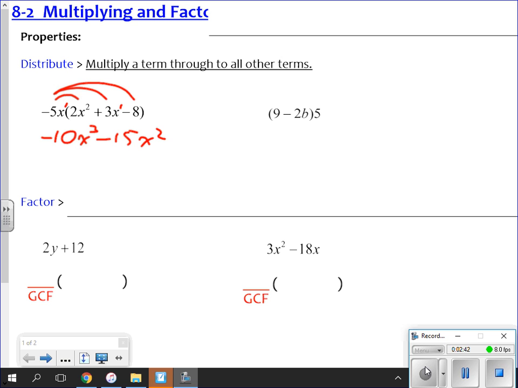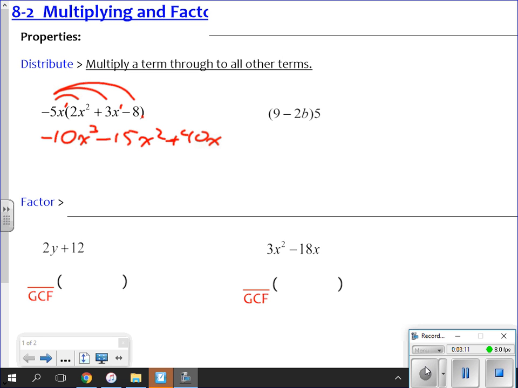And then I do it again one more time. Negative 5 times negative 8. Watch your negatives when you're multiplying. Negative times a negative gives me a positive. 5 times 8 is 40. And then what about x's? I combine them. Do I have an x on the 8? No, so I just take the x that I had with the 5 and stick it on there. And that's your answer.